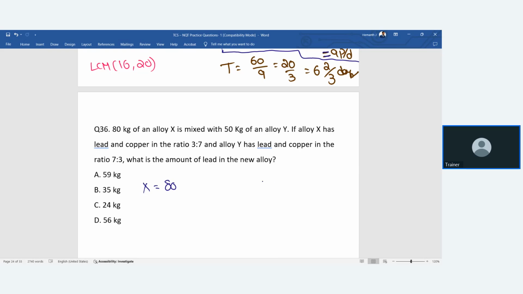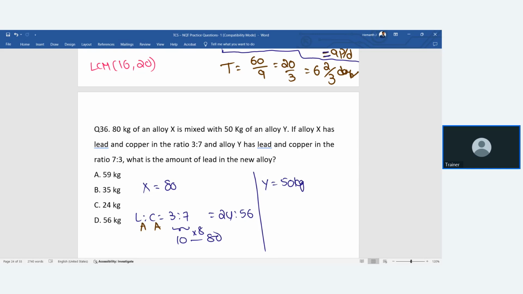Y is 50 kgs. So here, lead and copper in A is 3:7. 3 plus 7 is 10. You want total 80, means I have to multiply by 8. 3 into 8, 24 is lead. 7 into 8, 56 is the copper. Lead in A and copper in A is 24 and 56.